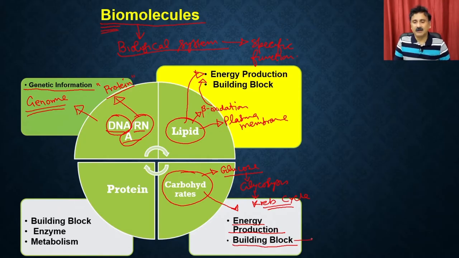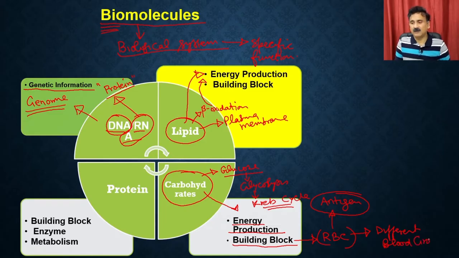For example, carbohydrates are present on the RBC, and these carbohydrate molecules form different types of antigens, and that's how RBCs adopt different types of blood groups, right? So you can have different blood groups because of the sugar modifications. What are the different blood groups? We have four types: A, B, AB, and O.